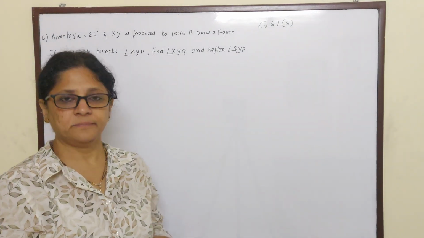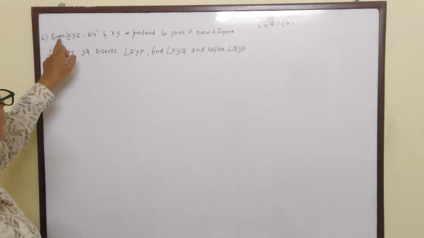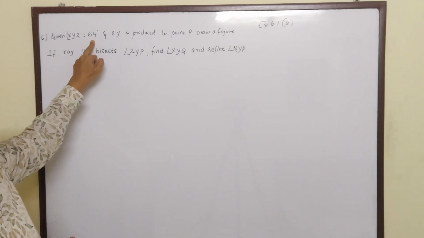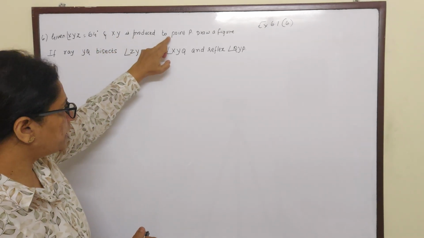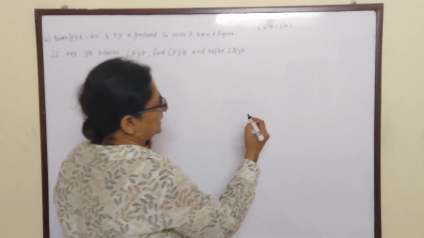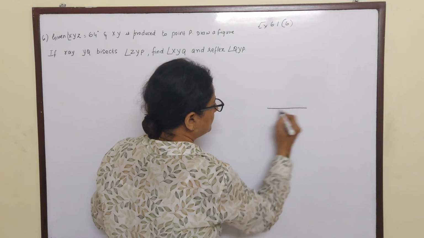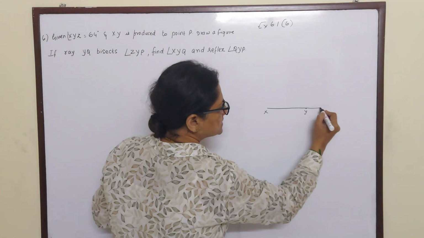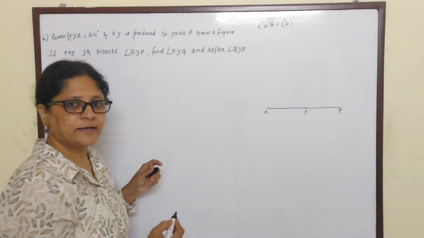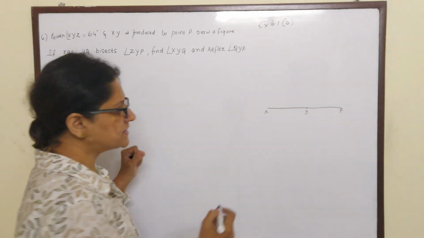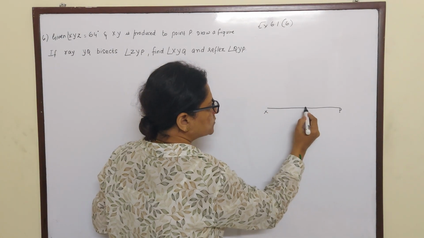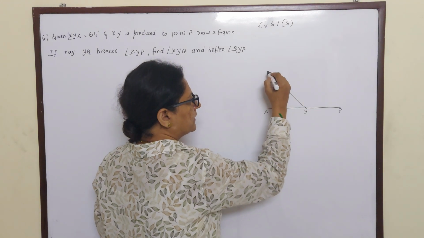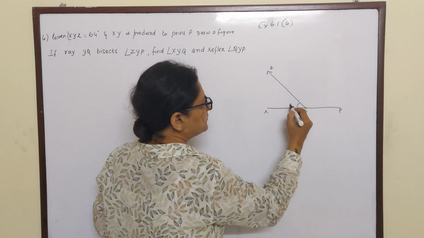Let us draw the diagram as per the question. Given XYZ is equal to 64 degree, that means it is an acute angle. XY is produced to point P, that means XY, this is your XY, it is produced. What is the meaning of produced? Means it is extended to point P. But they have given XYZ is 64, that means from XY, Y is 64 degree, that means I have to draw an acute angle Z, which is 64 degree.